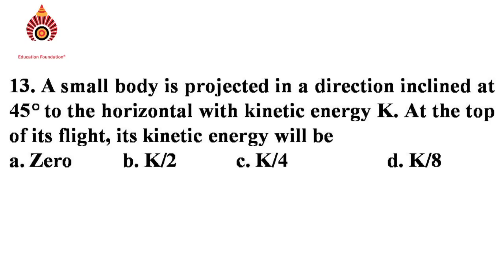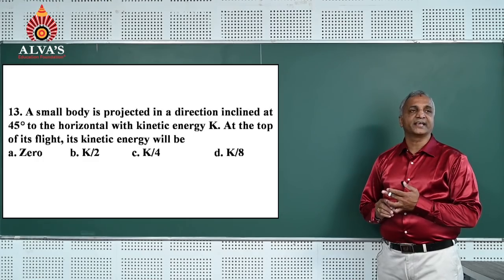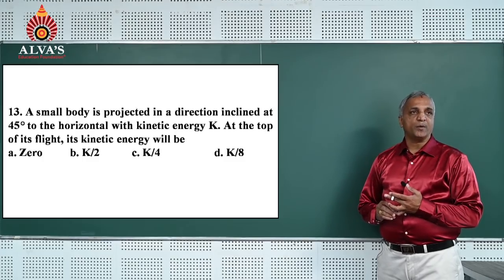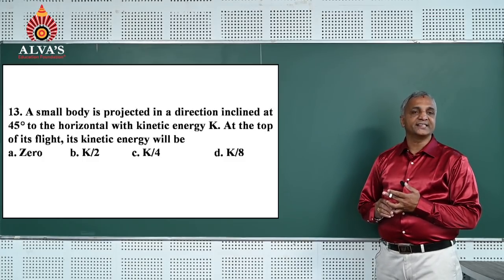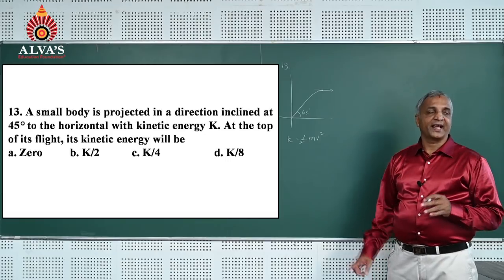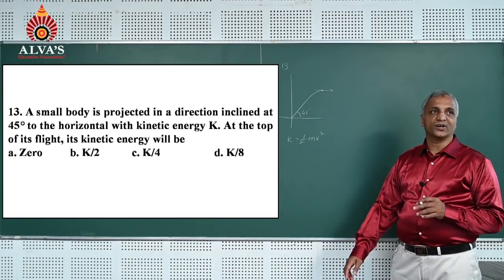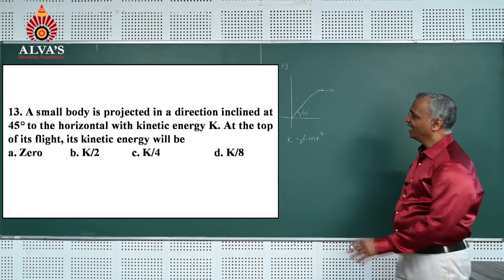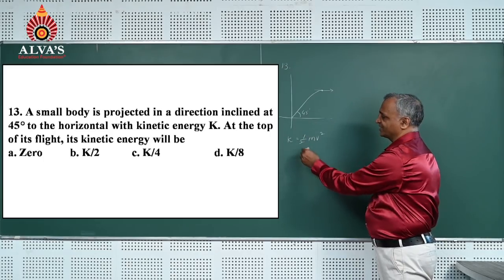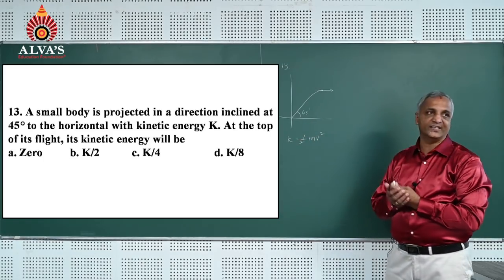Question number 13. A small body is projected in a direction inclined at 45 degrees to the horizontal with kinetic energy K. At the top of its flight, its kinetic energy will be. Body is projected at an angle of 45 degrees to the horizontal with kinetic energy K. Suppose if V is the velocity of projection, initial kinetic energy is half mv square.